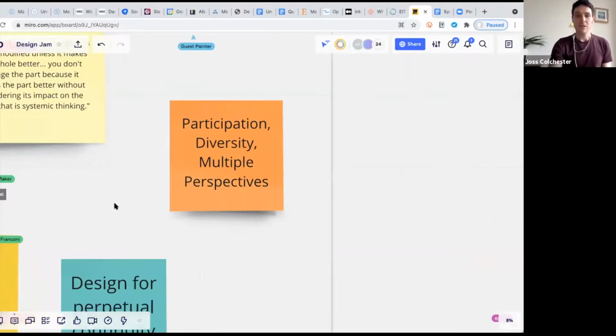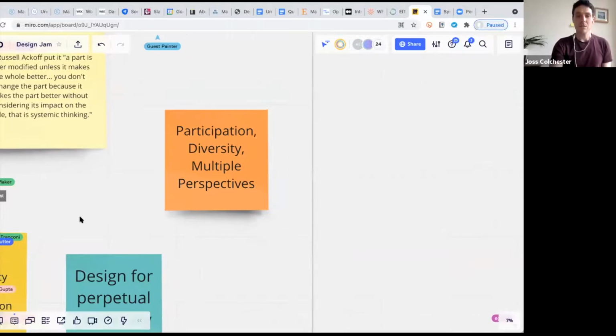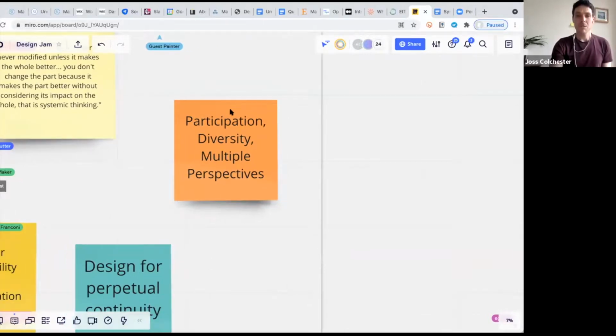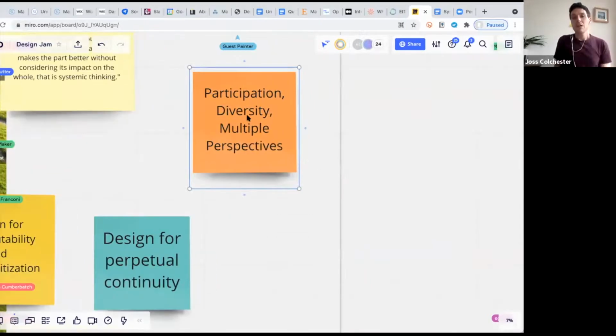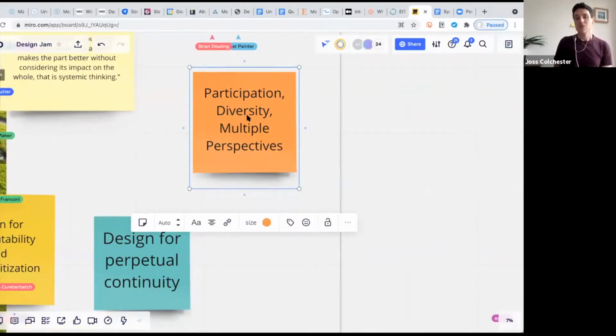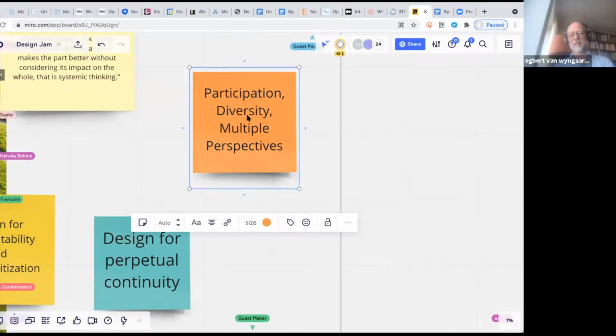Participation, diversity, multiple perspectives. It's difficult to do that though, isn't it? Obviously we're looking for some kind of ordered functional system. We have all this diversity and multiple perspectives, and sometimes it's difficult to get some kind of functional outcome. Who wrote this one? It was me again. Yep.